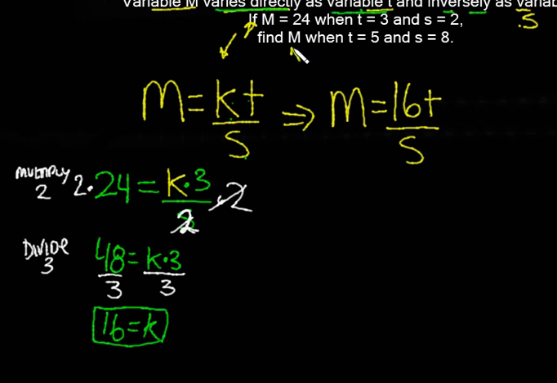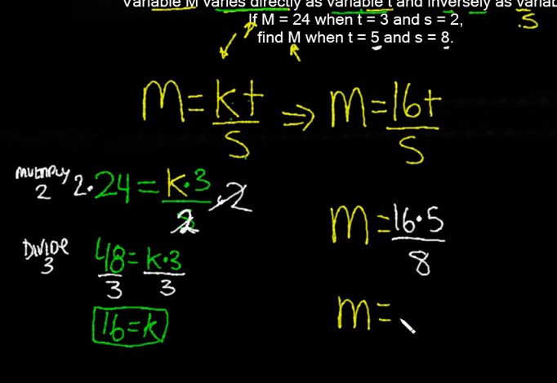It asks us to find M when T is 5 and S is 8. So M will be 16 times 5 divided by 8. Here I'm going to simplify. 16 over 8 is 2, so it's really 2 times 5, which is 10. So M has to be 10. So we can do simple ones to complex ones. It's all just multiplying or dividing.